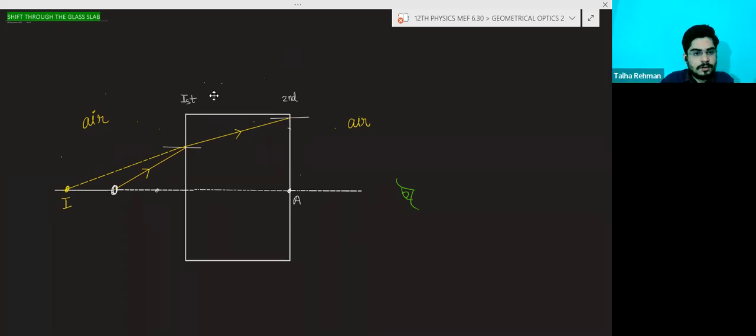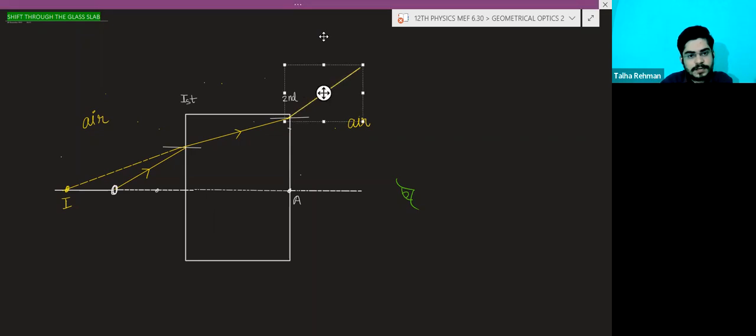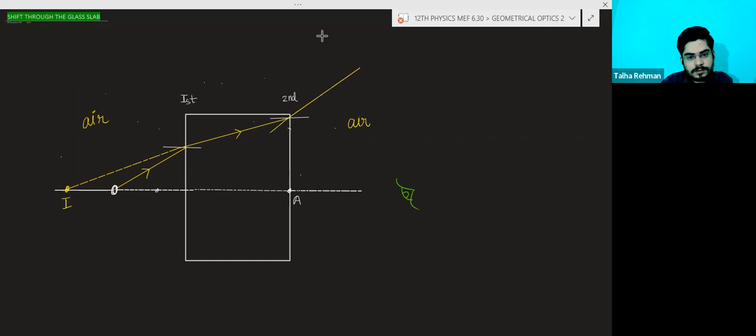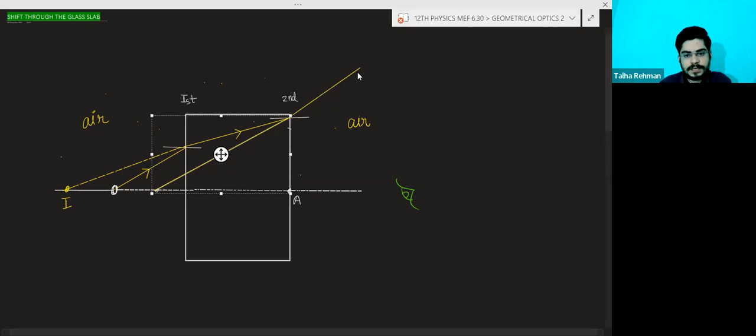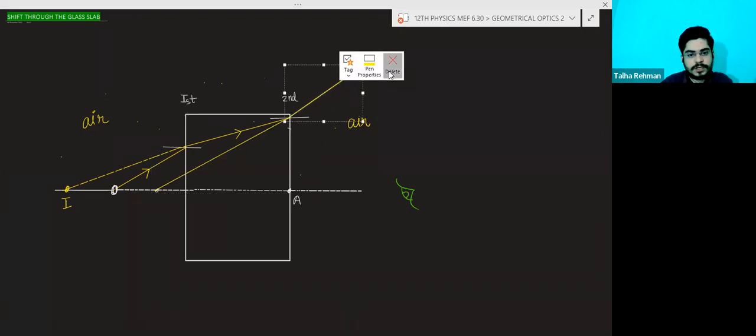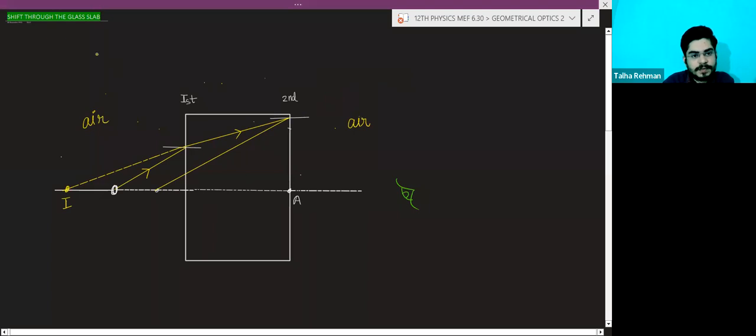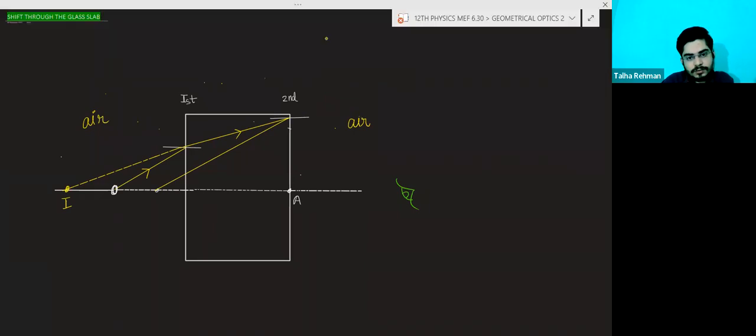It will bend away from the normal, and when you produce this ray in the backward direction, it will appear that it is coming from here. So we have to draw like this. On pen and paper, it is easy to draw if you have a scale.